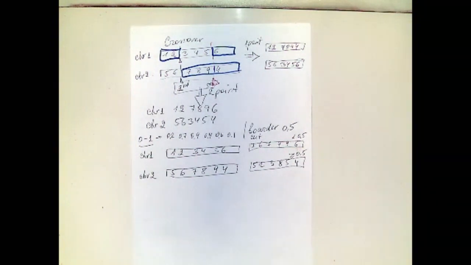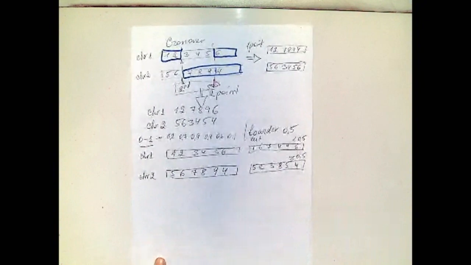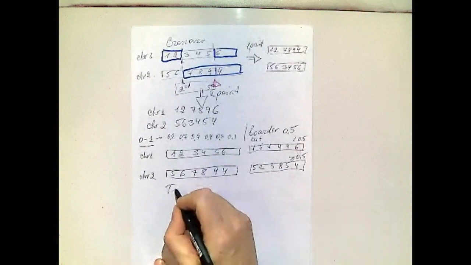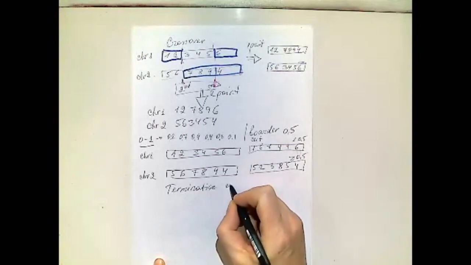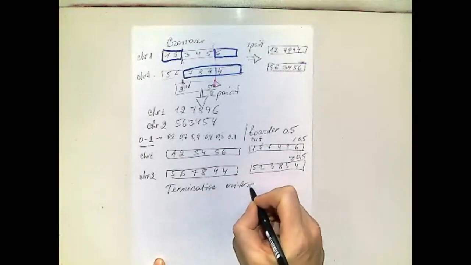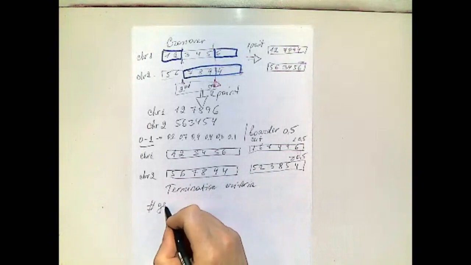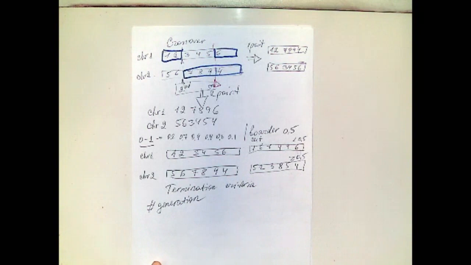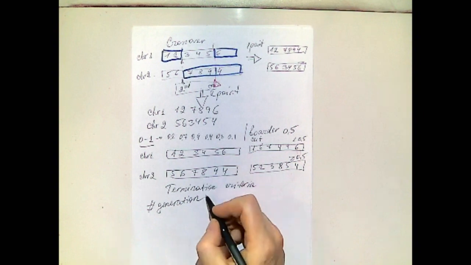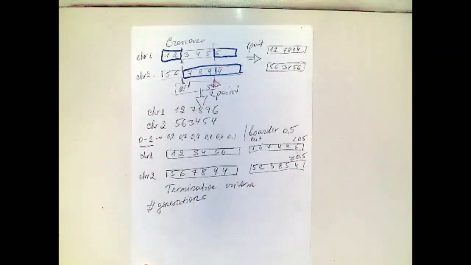If we still have time, maybe we can show termination criteria. Termination criteria for genetic algorithm? Yes. What is the most popular termination criteria? Number of generations. Yeah. Number of generations you put straight away. This is the most classical case. So number of generations. This is how you specify your termination criteria.